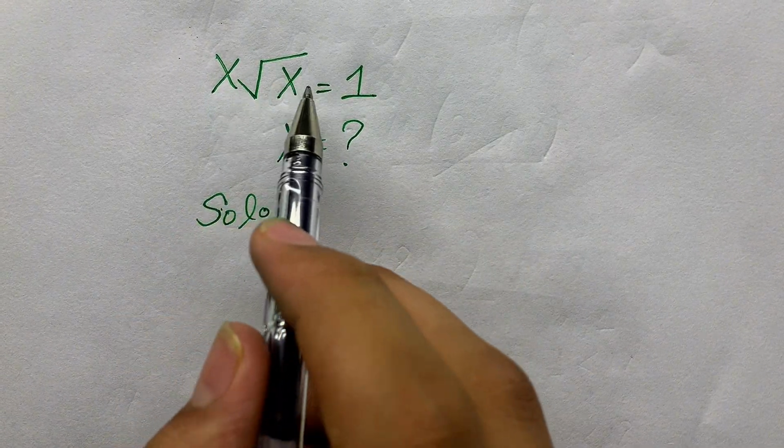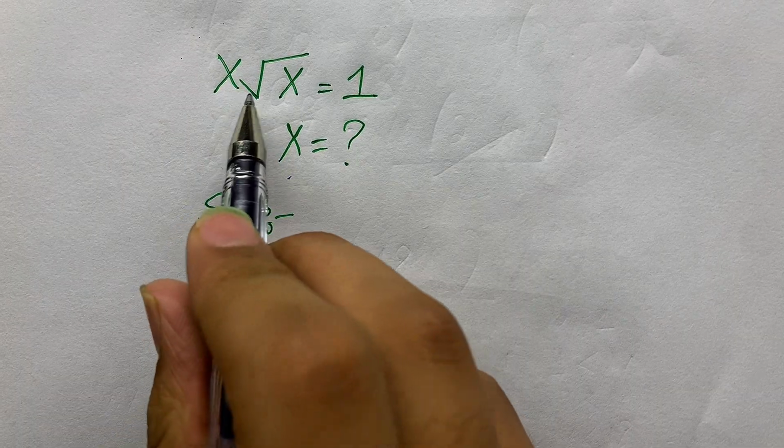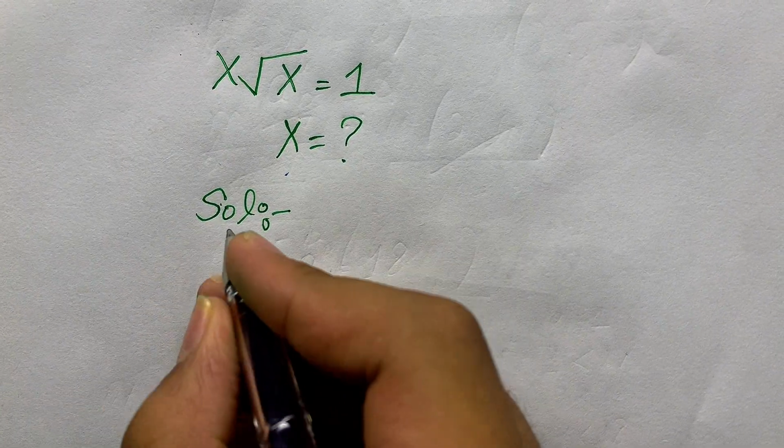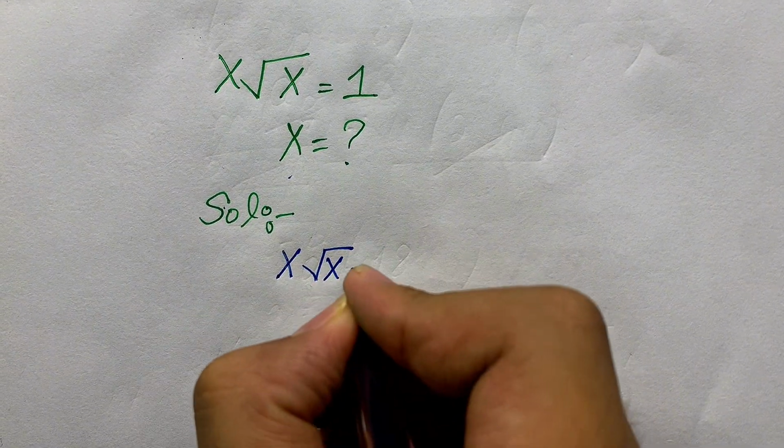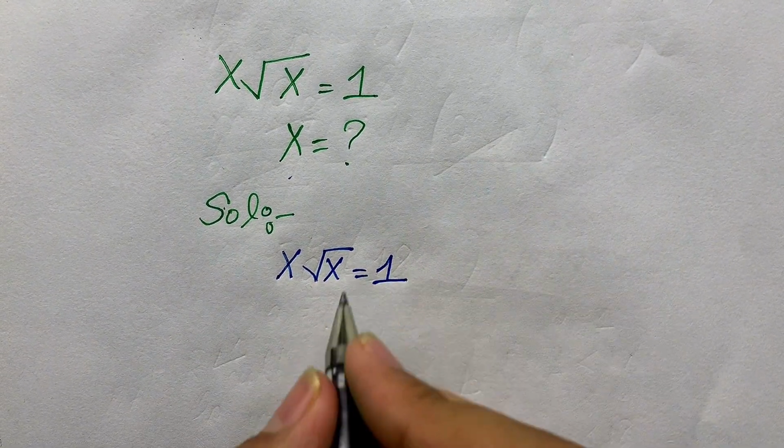x into under root x is equal to 1. We are finding the value of x. Now we are starting our solution. Our question is x into under root x is equal to 1.